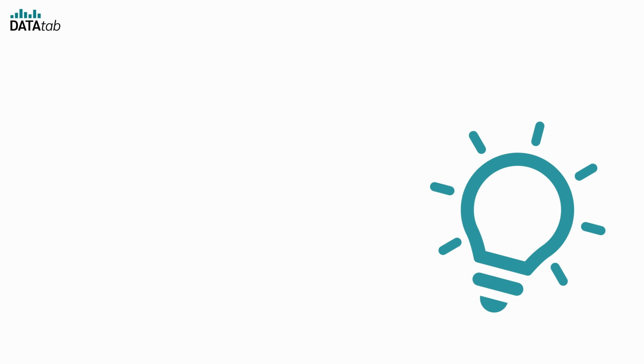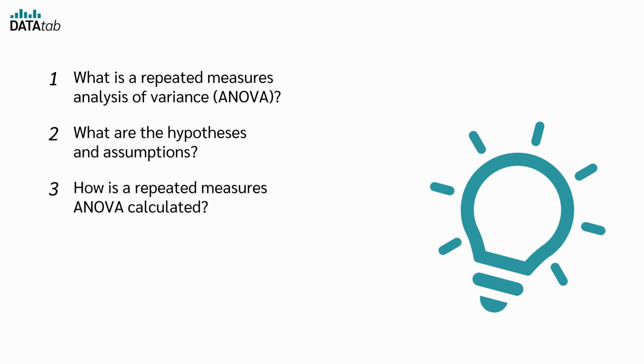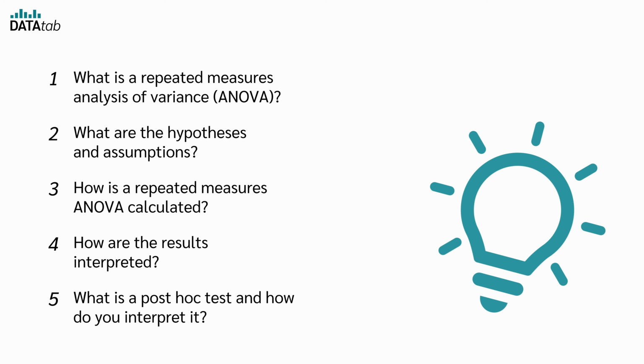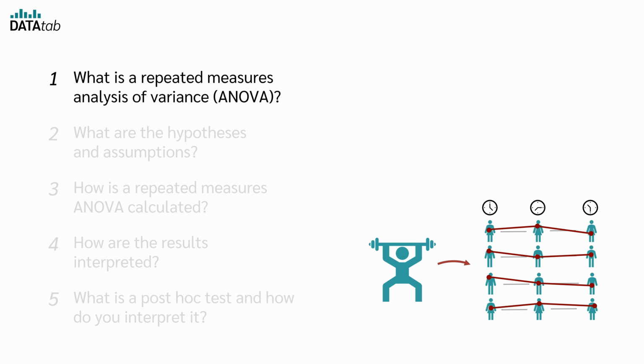We will go through the following questions. What is a repeated measures analysis of variance? What are the hypotheses and the assumptions? How is a repeated measures ANOVA calculated? How are the results interpreted? And what is a post hoc test and how do you interpret it? We'll go through all points using a simple example. Let's start with the first question.